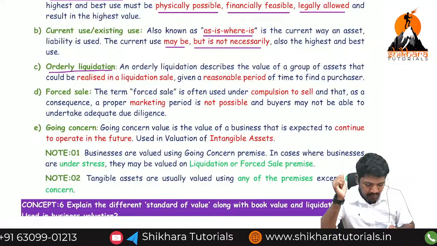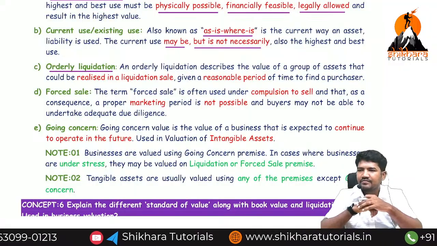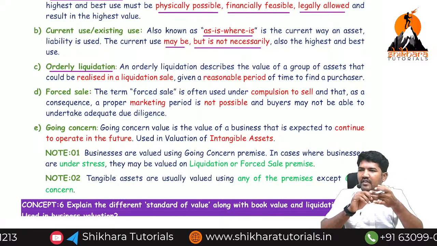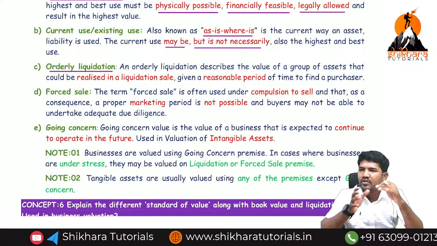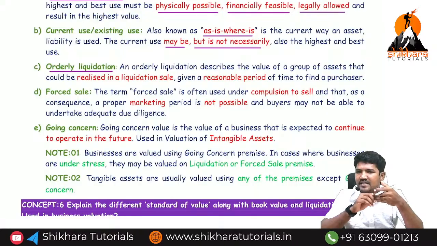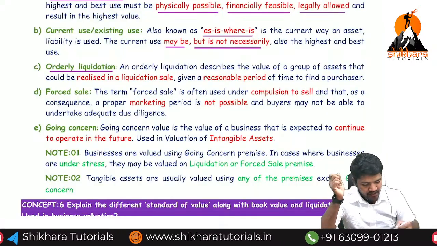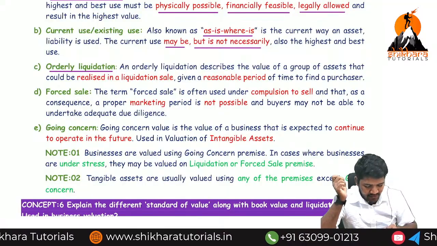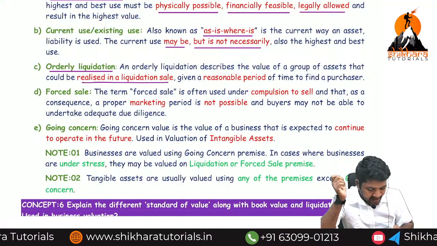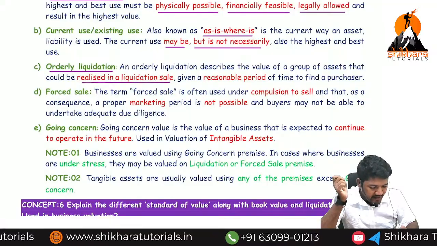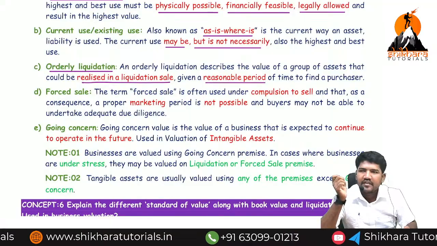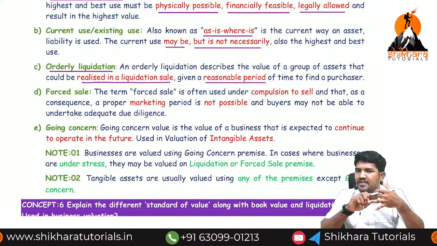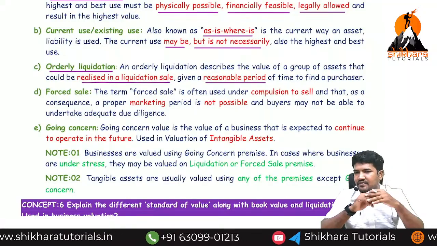The premise name itself says liquidation. What does the word orderly mean? If the court or government gives sufficient time to do the transaction or sell the asset, that is called an orderly transaction. Now let us check. The orderly liquidation describes the value of a group of assets that could be realized in a liquidation sale. Given what period? A reasonable period. To find whom? The purchaser. Not purchase, to find the purchaser.